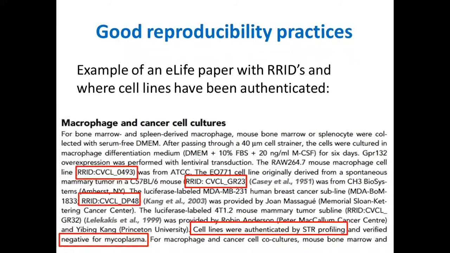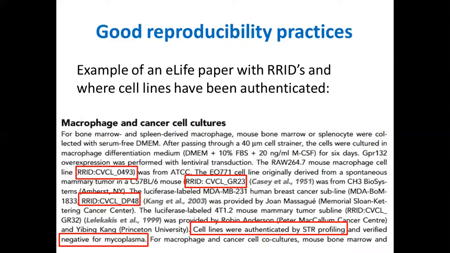Now here, I just give an example of an eLife paper with RRIDs. Not only does this paper correctly mention the cell lines, where they got them from, and the RRID, so everything is there, name of cell line, RRID, and where they bought it. But it also says that they have authenticated their cell line by STR profiling and also looked at contamination by mycoplasma. So I would say that's a good example of a paper which allows people to know what has been done and can lead to a reproducible experimental system. So that's just one example.